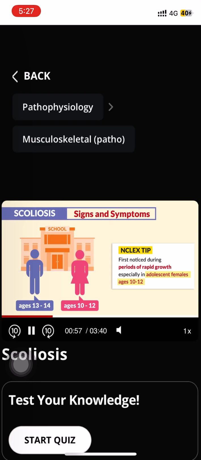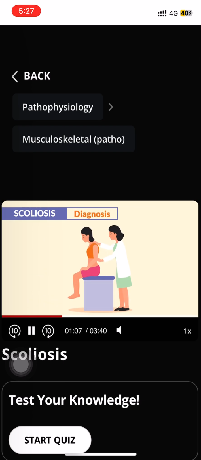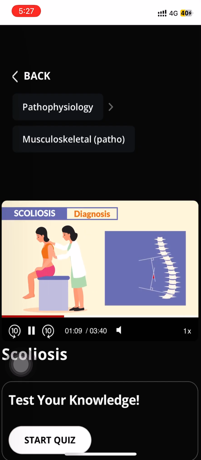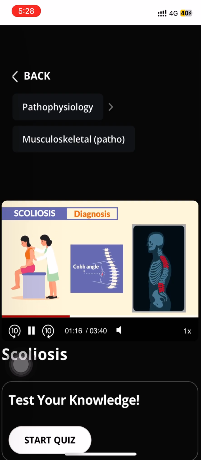So pause the screen and write that down. Periods of rapid growth and adolescent females ages 10 to 12. Now for diagnostics. It's done by physical examination of the back. We measure the Cobb angle to determine the extent of the deformity. And x-rays of the back can be taken as well.